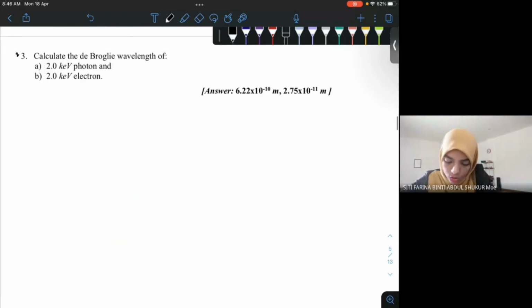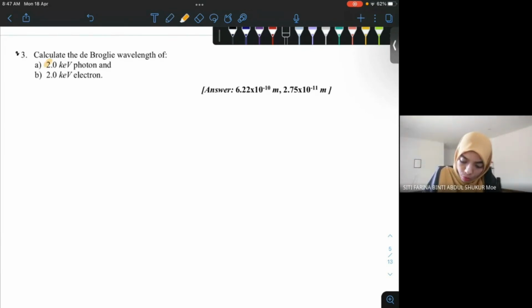The question here is to calculate the de Broglie wavelength of, kita ada dua situasi, satu adalah photon, satu lagi adalah elektron dekat sini. Kalau kamu tengok dia bagi 2.0 keV. Okay, 2.0 keV ini adalah sebenarnya energy of photon. Begitu juga yang bawah ni adalah energy of elektron kamu. So energy of your photon is 2 kilo electron volt.